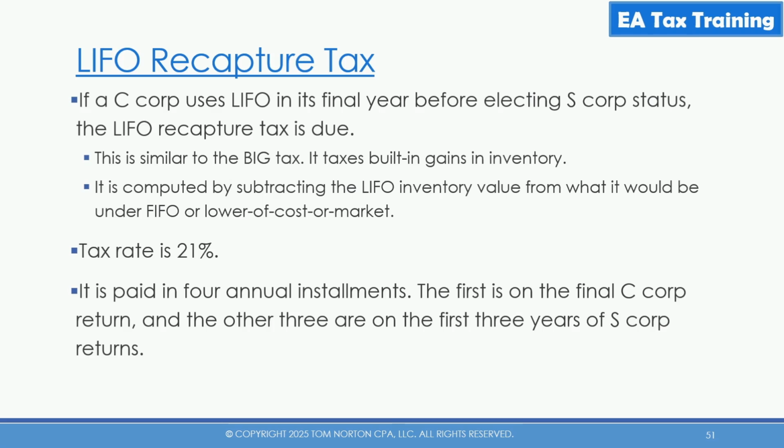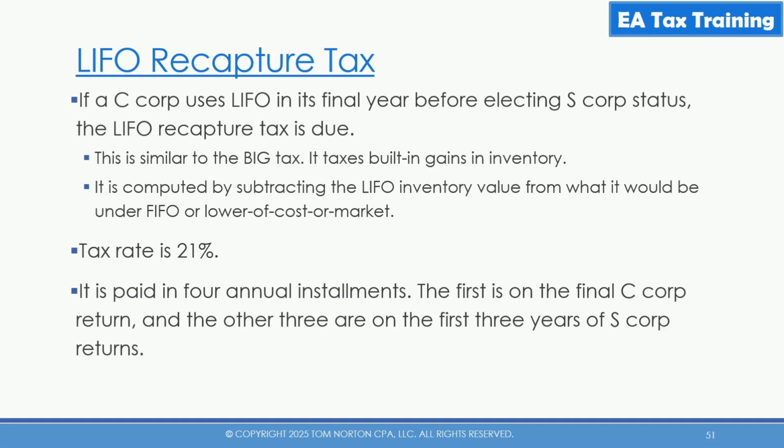The LIFO recapture tax. If a C Corp uses LIFO in its final year before electing S Corp status, then the LIFO recapture tax is due. So this is similar to the built-in gains tax because it taxes built-in gains in inventory. It is computed by subtracting the LIFO inventory value from what it would have been under either FIFO or lower of cost or market. So remember, with LIFO, it leads to higher cost of goods sold and lower ending inventory values.